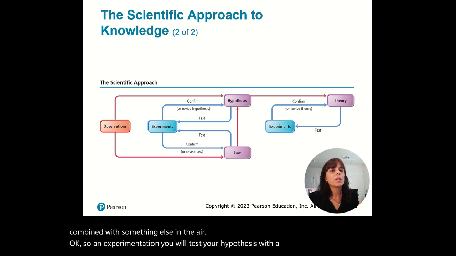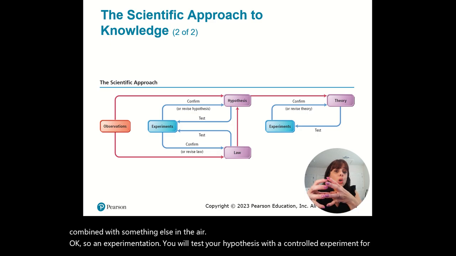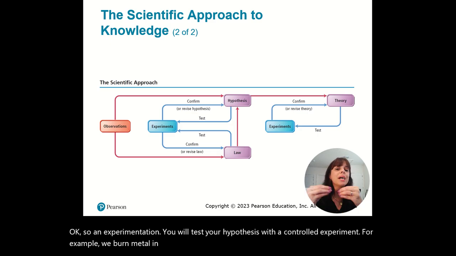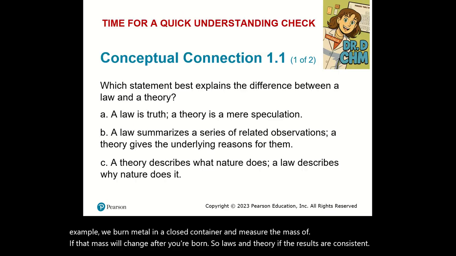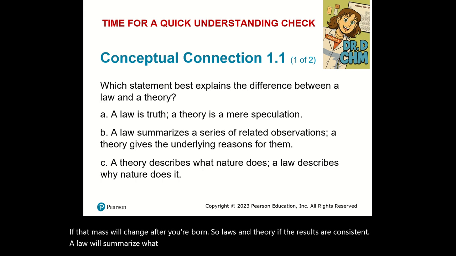For example, we burn metal in a closed container and measure if the mass will change after you burn. Then laws and theory: if the results are consistent, a law will summarize what happens, and the theory will explain that. Okay? So this is very important. So let's review your knowledge over here.